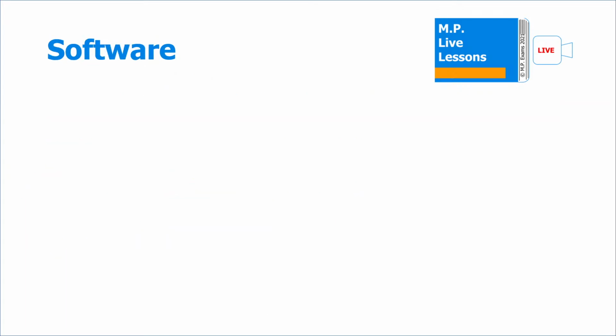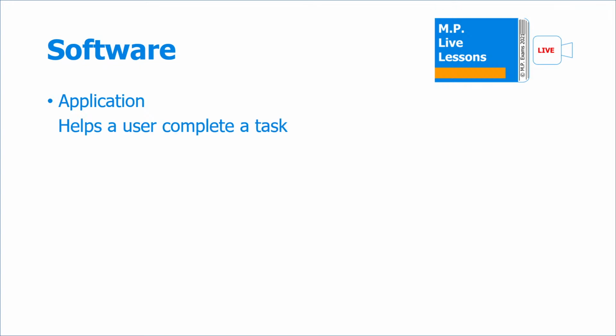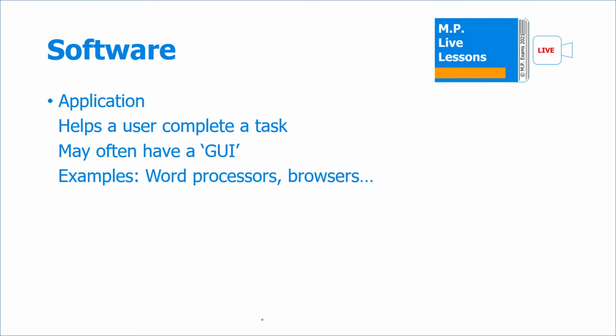Next, you need to know about software. Now, you need to know about two types of software, which is application software, which helps a user to complete a task, and it may often have a GUI, which is a graphical user interface. Examples of this can be word processors and browsers, and remember, in an exam, you cannot name any brands.